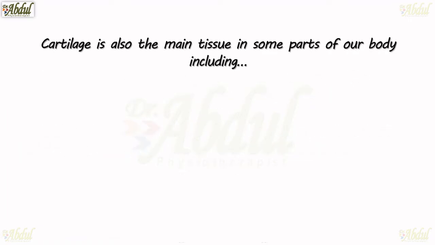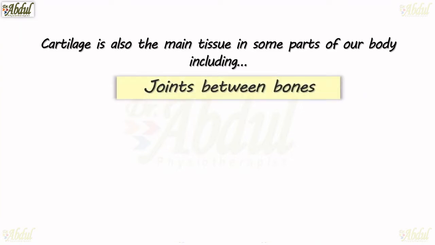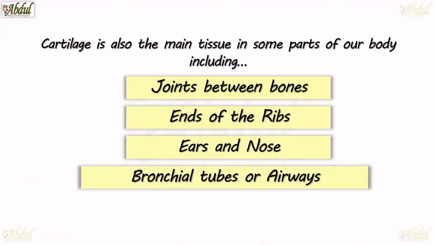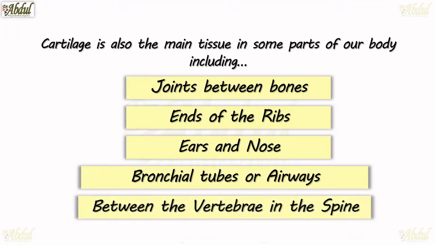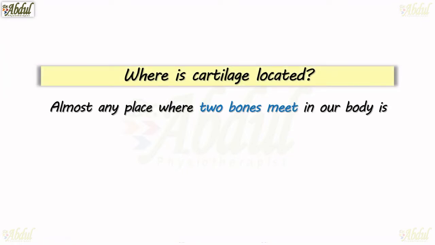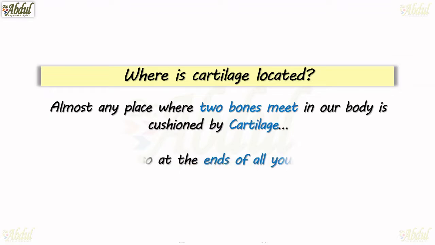Cartilage is also the main tissue in some parts of our body, including joints between bones, ends of the ribs, ear and nose, bronchial tubes or airways, between the vertebrae in the spine. Where is cartilage located? Almost any place where two bones meet in our body is cushioned by cartilage. And also at the ends of all your bones that form joints.